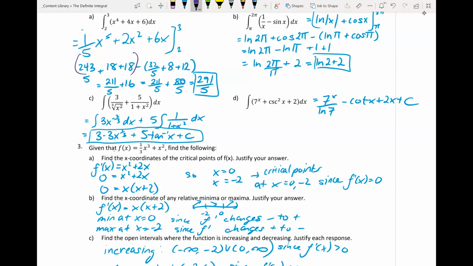And then we're going to add a constant in the end, because if we took the derivative of a constant, it will be 0, and we still get this. So we have to consider that constant. And that would be your final answer.